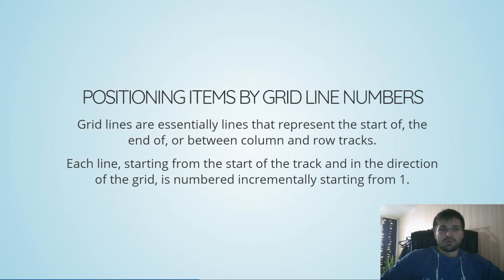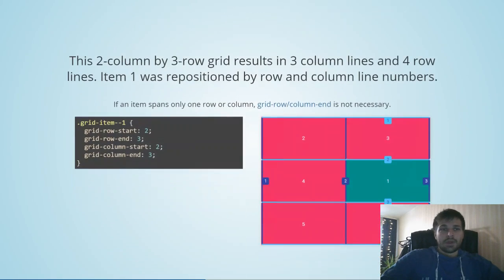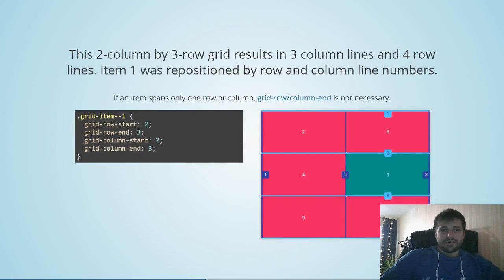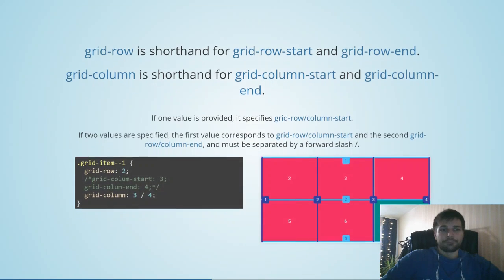And what about positioning items by grid line numbers? Another cool thing is that you are also able to position grid items on a grid. This 2 column by 3 row grid results in 3 column lines and 4 row lines. Item 1 was repositioned by row and column line numbers. If an item spans only 1 row or column, grid-row-end and grid-column-end are not necessary.